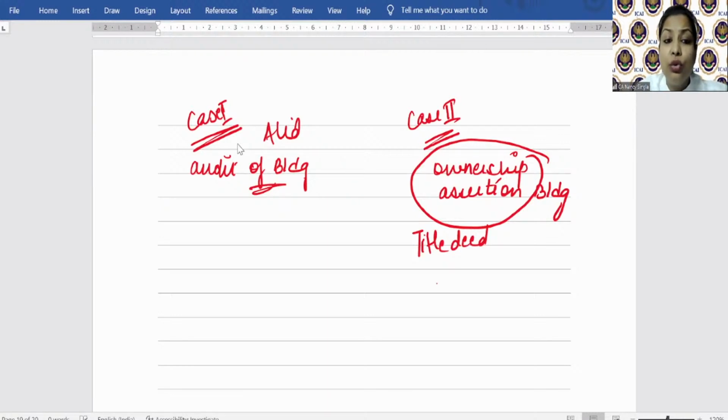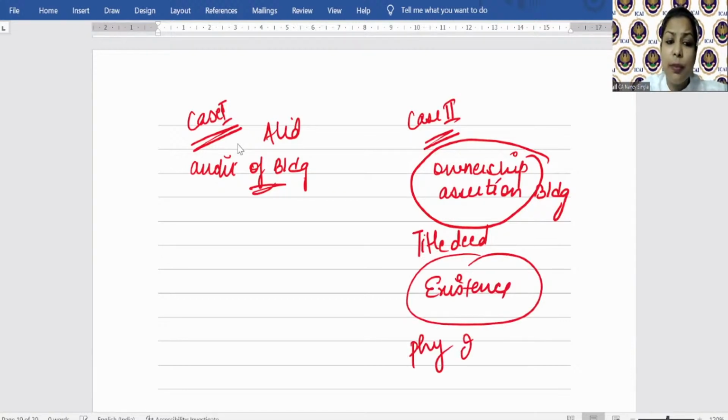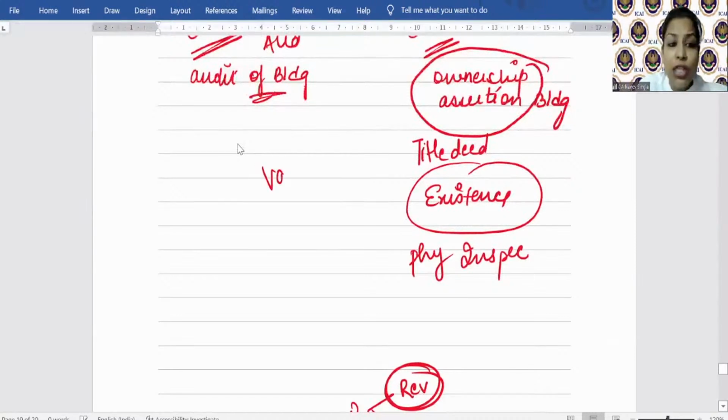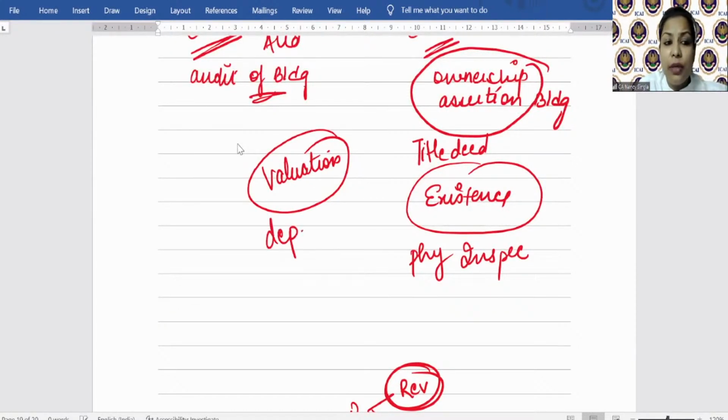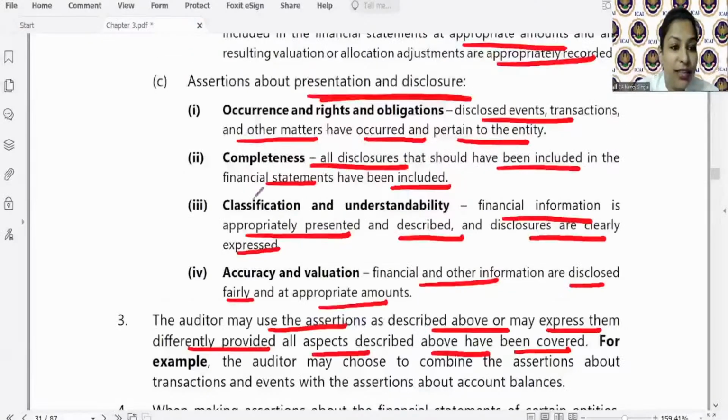If I ask you to go and check the existence assertion of building, quickly आपके माइंड में आएगा ना कि फिजिकल एग्जामिनेशन कर लेते हैं, इंस्पेक्शन कर लेते हैं. If I ask you to go and check the valuation, quickly आपके माइंड में आएगा ना कि डेप्रिसिएशन शेड्यूल को recalculate कर लेते हैं. So if you are clear about the concepts of assertion now, this is going to help you in conducting the audit practically. है ना. So समझ आया, हमने बहुत टाइम डिवोट किया है assertions पे.